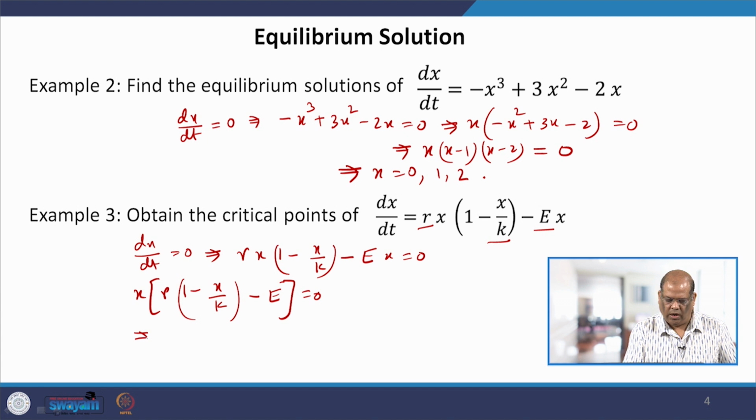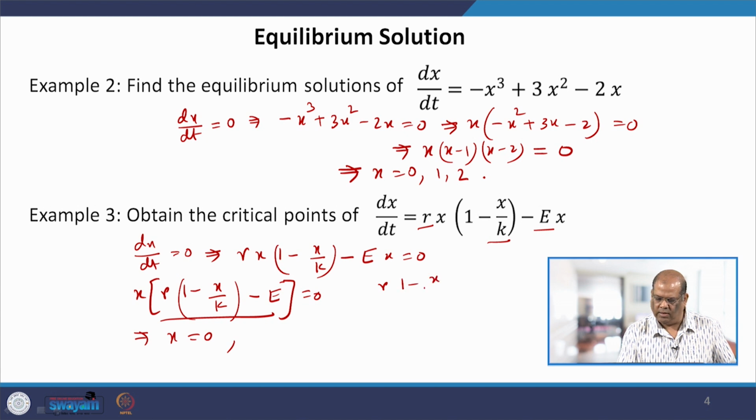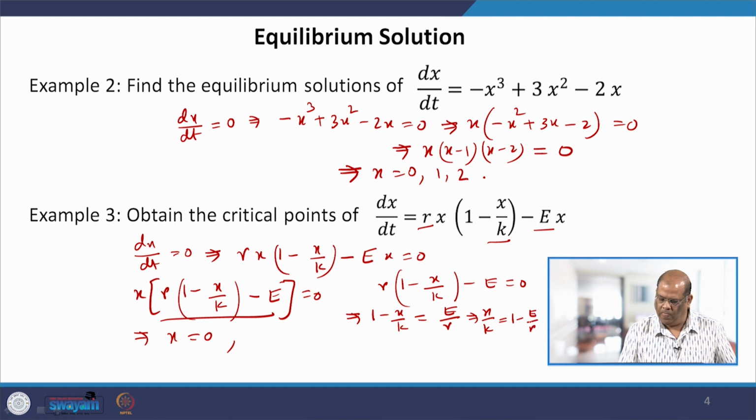One of the solutions is x equal to 0, and to solve the other one you just take r(1 minus x/k) minus E equal to 0, which will imply 1 minus x/k equal to E/r, which implies x/k equal to 1 minus E/r. This implies your x is equal to k times (1 minus E/r).